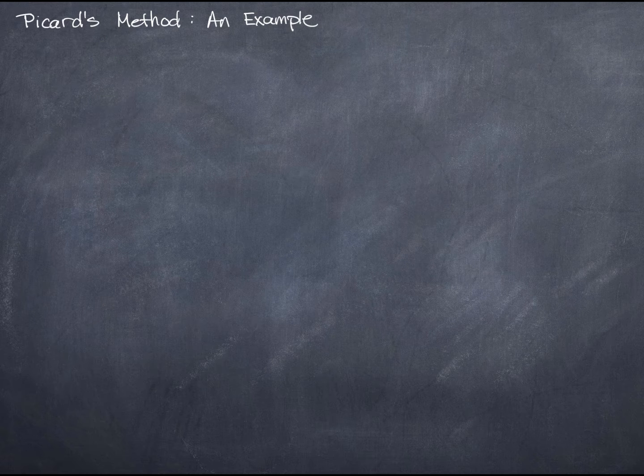This video is just another opportunity to look at an example of Picard's method. In this case, we're going to start with the differential equation dy/dt = 3t + y squared, and we're going to set the initial conditions so that y(0) = 1. That's not the (0, 0) that we've been working with, but let's assume those are our initial conditions.